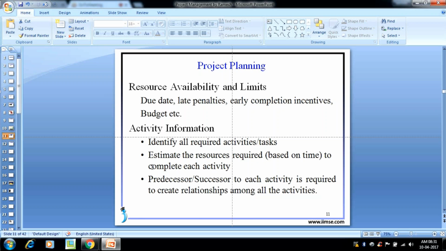Next one, see here. The predecessor-successor relationship. That means first we should know exactly which work we should start earlier, which one we should start later. That means which is the first work, which is the second work. Exactly if you know, then only we can give the exact relations to achieve it. And then we can create the relationship among all the activities. See here.